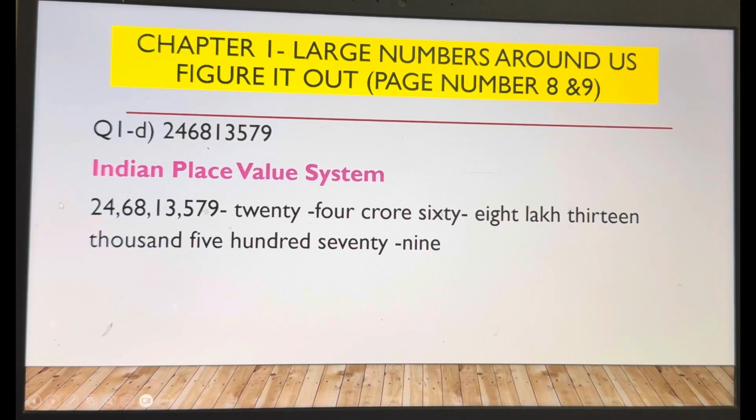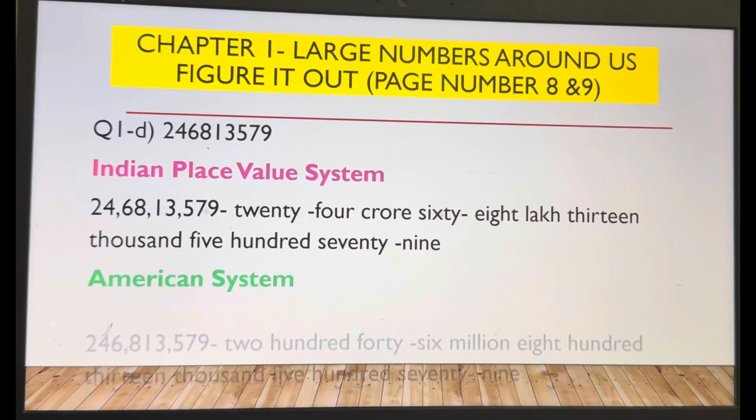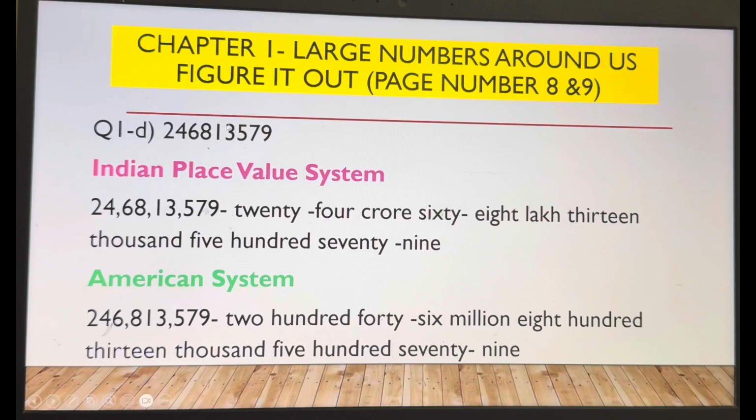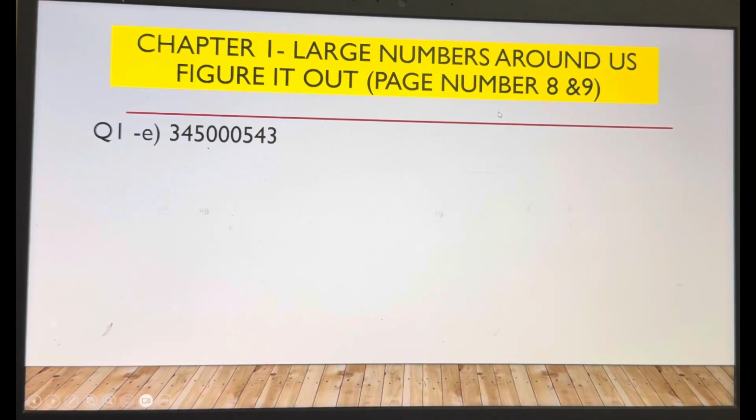Now the next question, number D, Indian place value system. So 3, 2, 2 is the pattern we follow. Ones, thousands, lakhs and crore. So 24 crore, 68 lakh, 13,579. Right? Then the American system: we get the commas according to the pattern 3, 3, 3. So 246,813,579. Right?